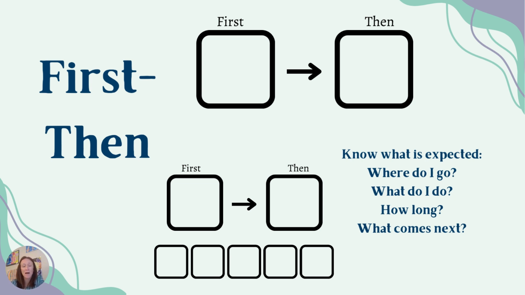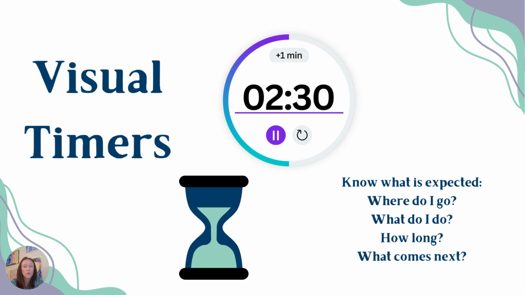And pictures and videos are the best way to do it because they're not processing words in the same way that you or I are processing words. Also, if they know, where do I go? What do I do? How long and what comes next? Those questions, if you can ask those to yourself, will really help hopefully decrease some of the behaviors you see, because the receptive understanding has gone up and they feel a little safe because they know what's happening.